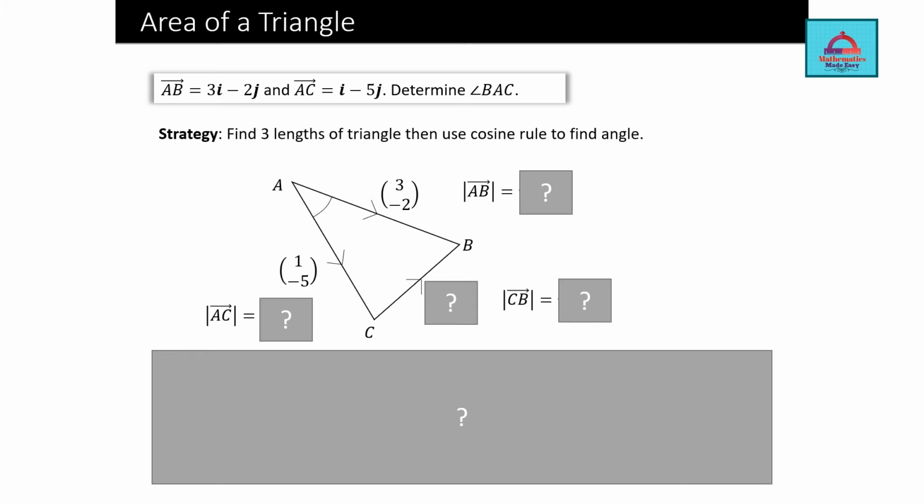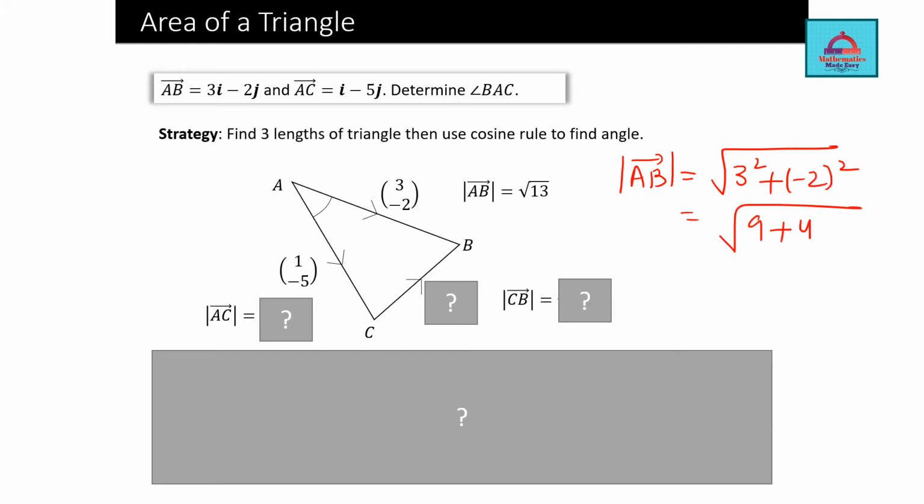So here, to use the sine rule, we need the length of the three sides of the triangle. So let's find the length of AB, which is the magnitude of AB. How will you find it? Let me write here for you. The magnitude of vector AB is this component, by Pythagoras theorem, plus this component. So this is 9 plus 4, that's why the square root of 13.